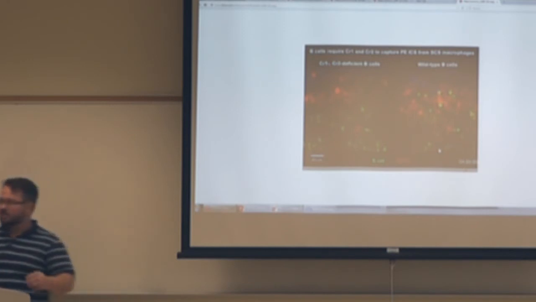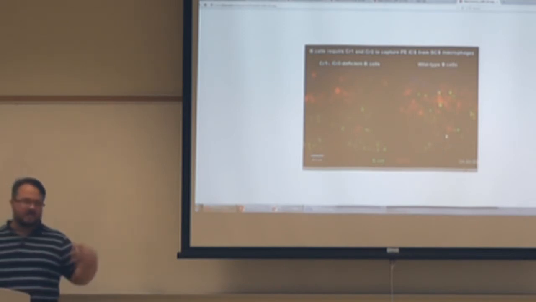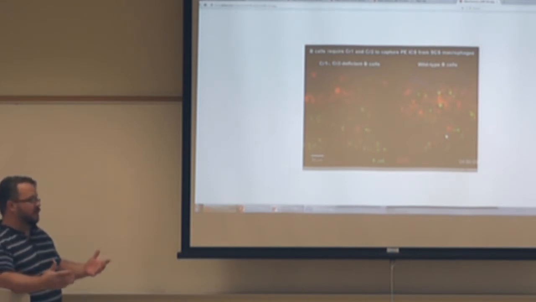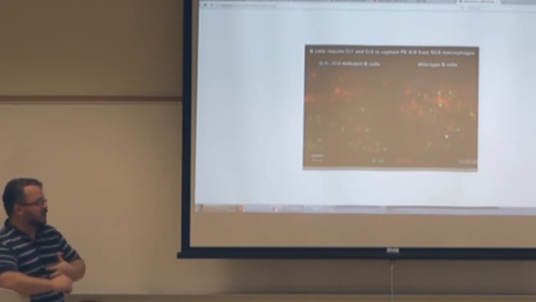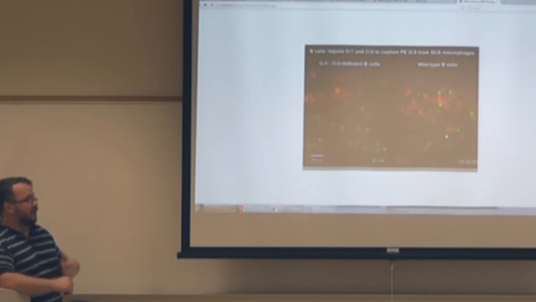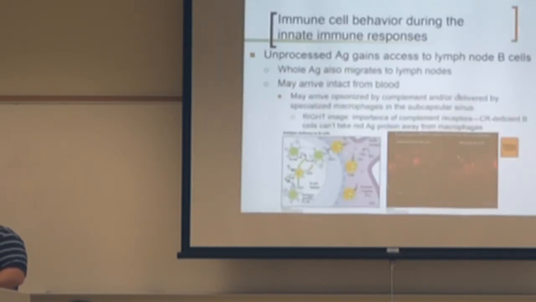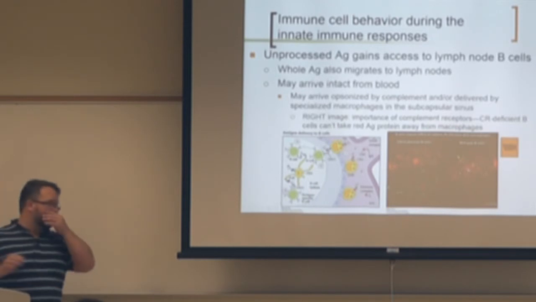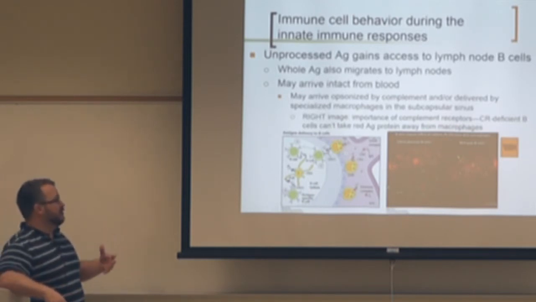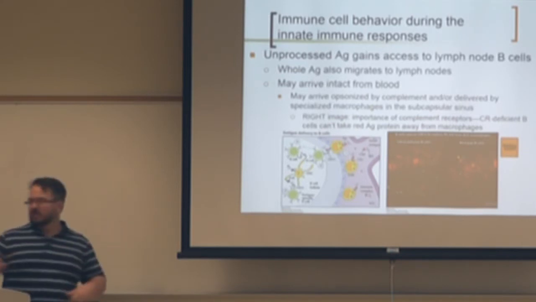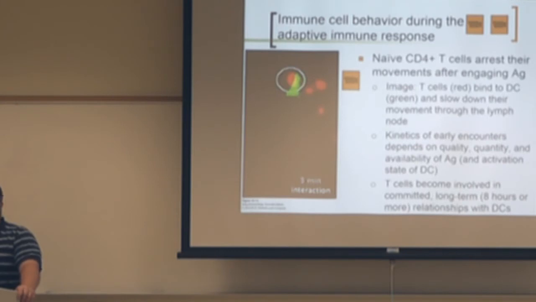So this is to show you that, again, this is all very dynamic. It's reliant on lots of factors, and it's reliant on complement working, it's reliant on antibodies binding to this antigen, and binding to complement. Without being able to see this interaction, with just that snapshot, it's harder for us to say what's going on and how the antigen got there.